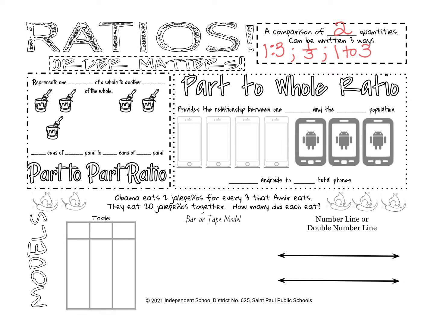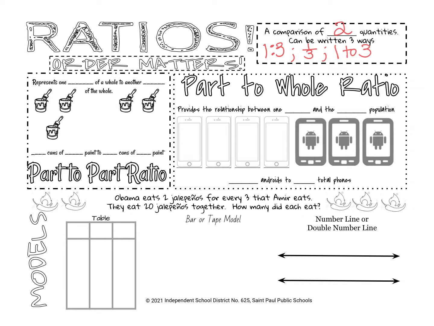One thing to keep in mind is that when we're talking about ratios, you always have to remember that order matters. So a 1-to-3 ratio is very different than a 3-to-1 ratio, and we'll look at why that is. So let's look at an example right here.